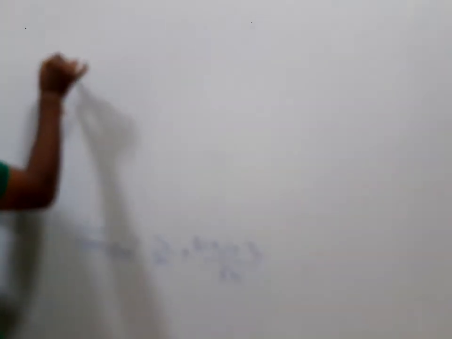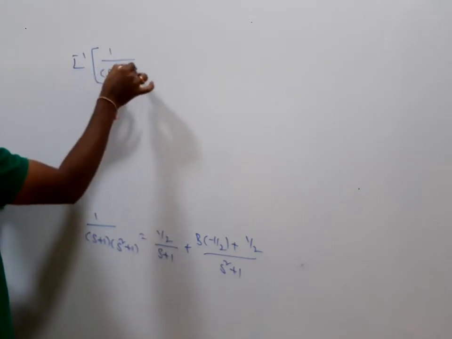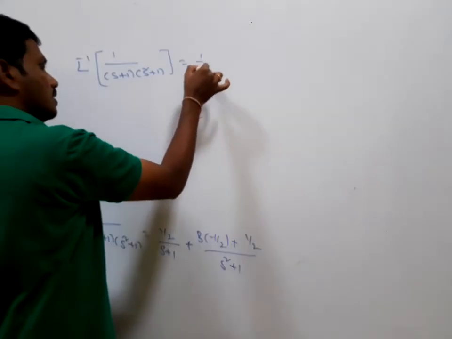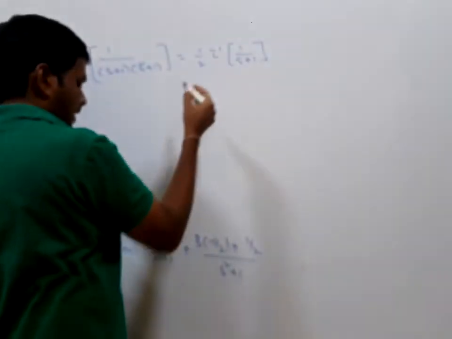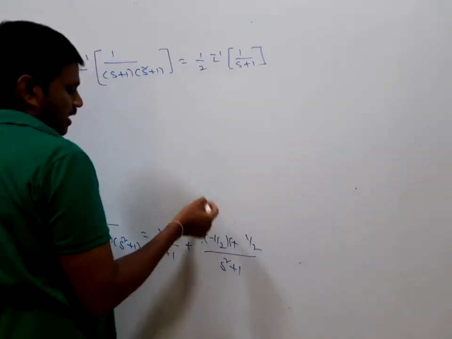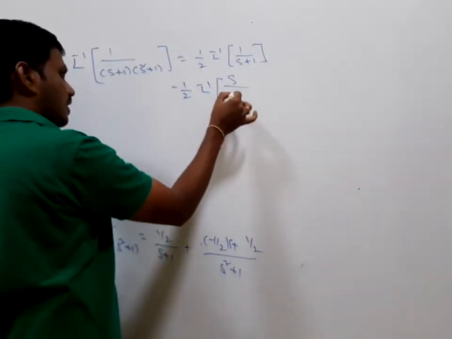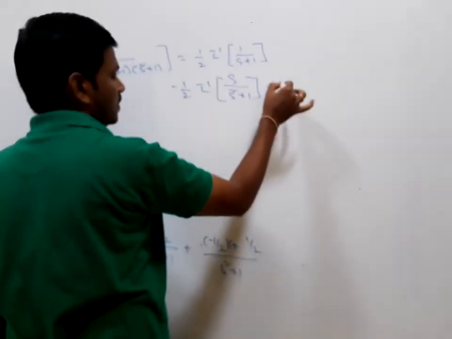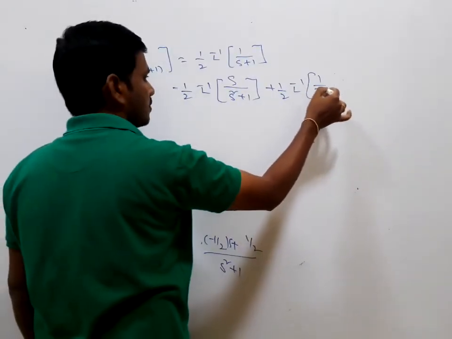L inverse of 1 divided by (s plus 1)(s square plus 1) is equal to 1 by 2 into L inverse of 1 by (s plus 1). Next, here b is, it is bs, minus 1 by 2 into L inverse of s divided by s square plus 1. Next, 1 by 2 plus 1 by 2 into L inverse of 1 divided by s square plus 1.